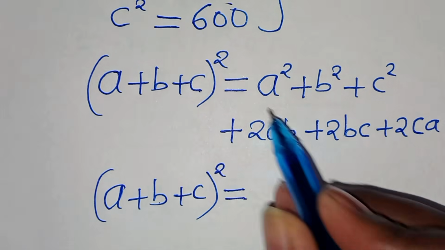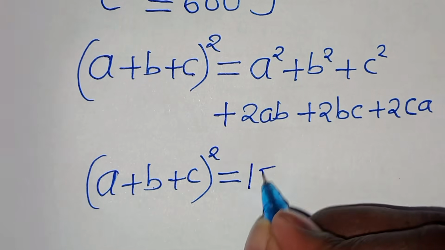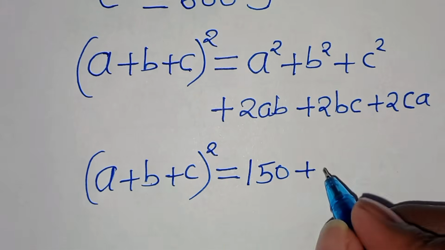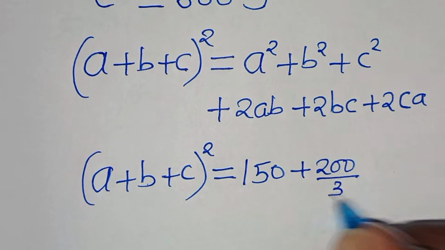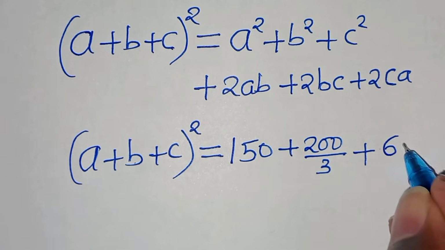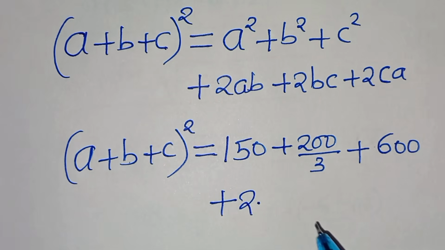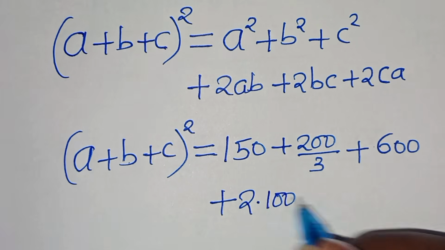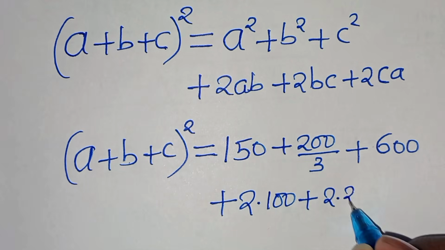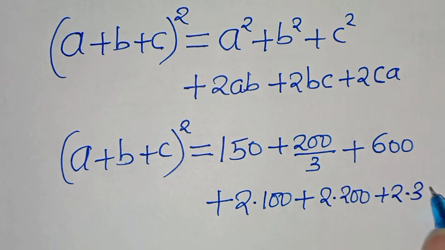Now, we have that a plus b plus c raised to the power of 2 is equal to a squared. A squared is equal to 150. So we have 150 plus b squared, this is 200 over 3. Then plus c squared, this is 600. Then plus 2 times a times b. A times b is 100. Then plus 2 times bc. BC is 200. Then plus 2 times ca, which is 300.